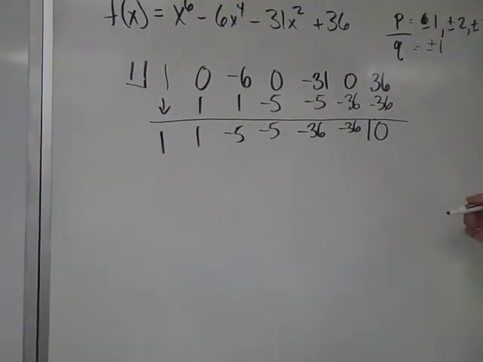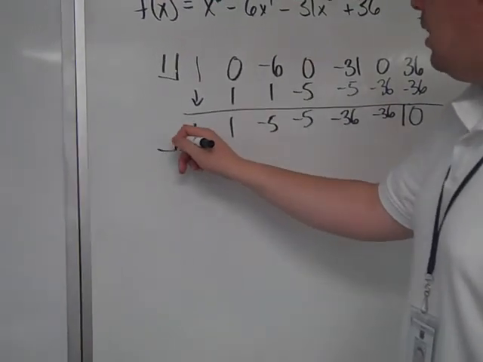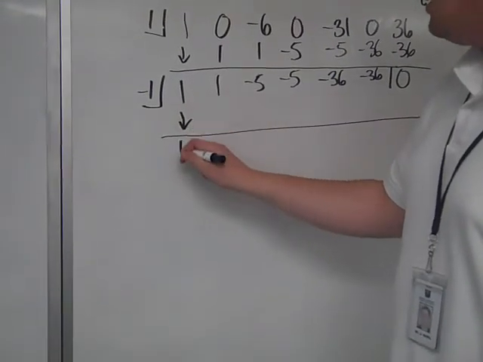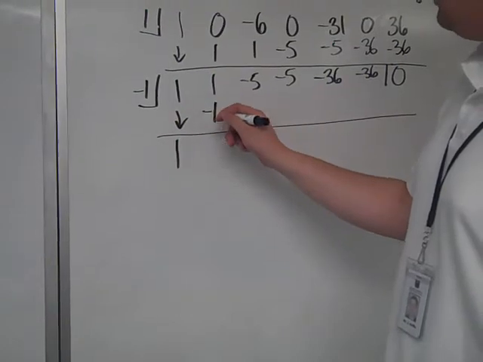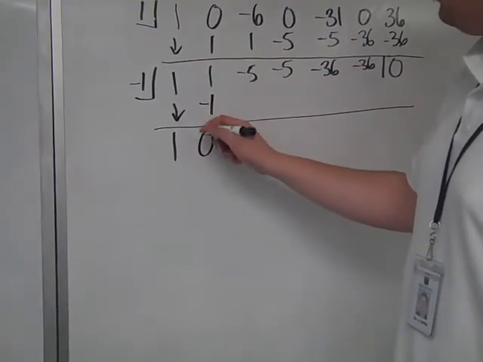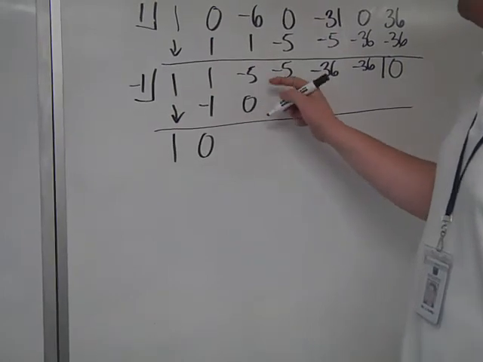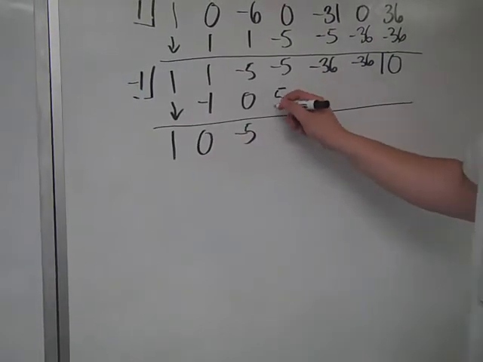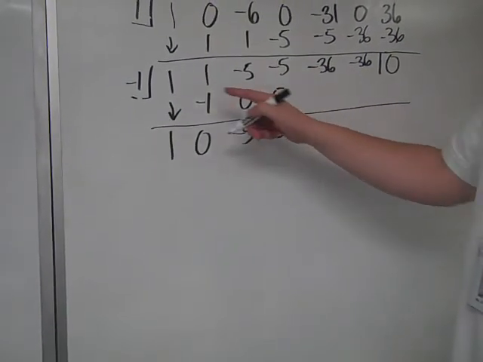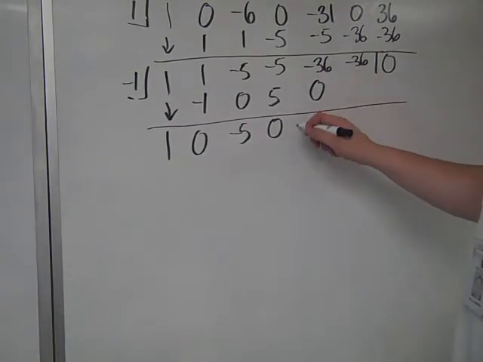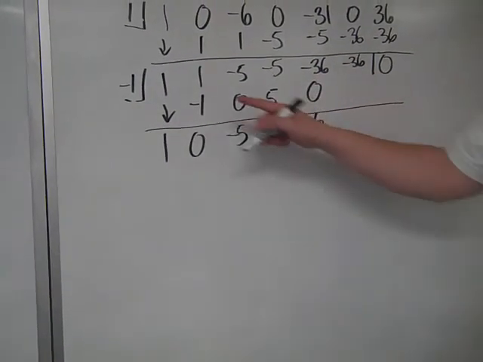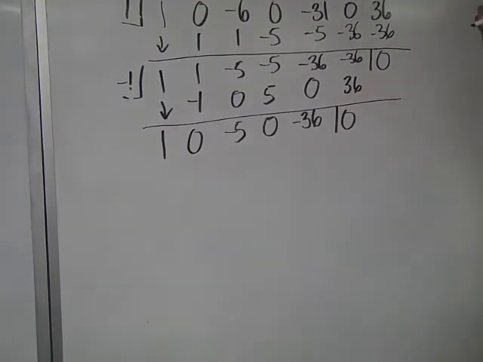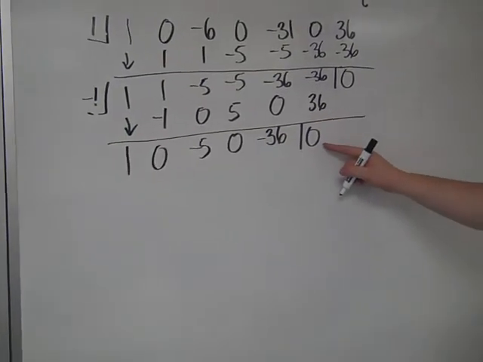So I'm going to cross it off here. Let's try negative 1 on our next term. Again, I'm going to bring this down. Negative 1 times 1 is negative 1. 1 plus negative 1 is 0. Negative 1 times 0 is 0. Negative 5 plus 0 is negative 5. Negative 1 times negative 5 is positive 5. Add those together, I get 0. Negative 1 times 0 is 0. Negative 36 plus 0 is negative 36. Add these together, and I get positive 36. Hey, look, that one worked too. So negative 1 is also going to be one of my roots.